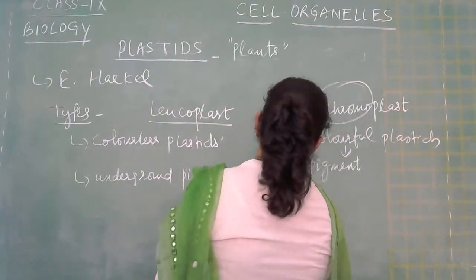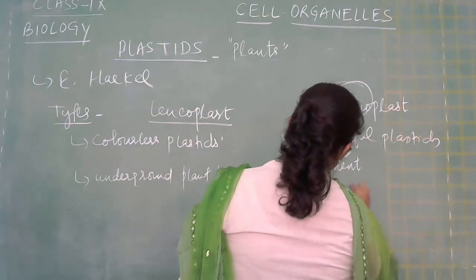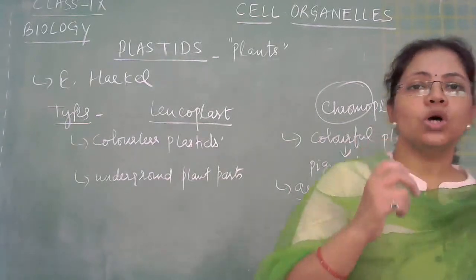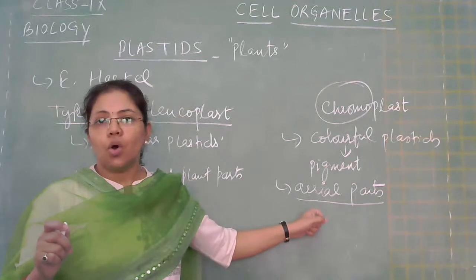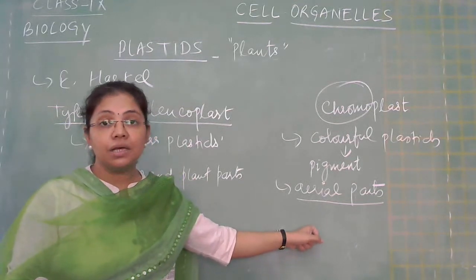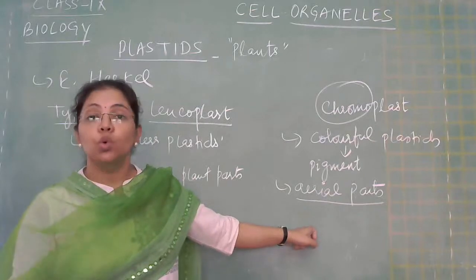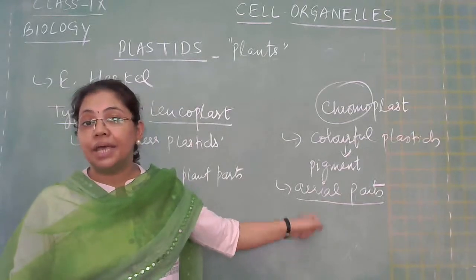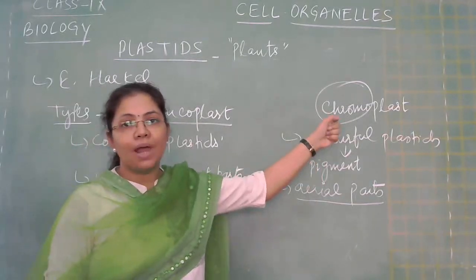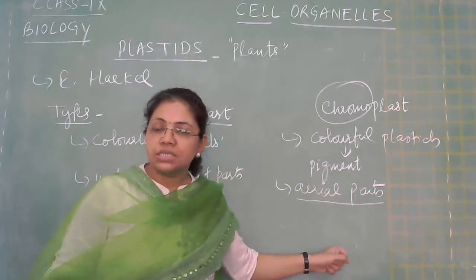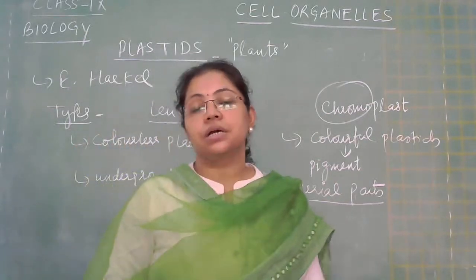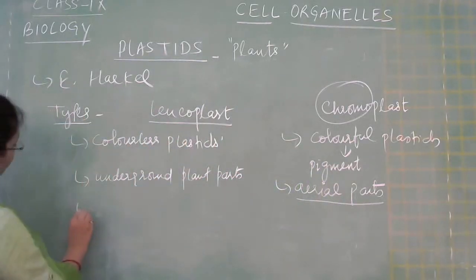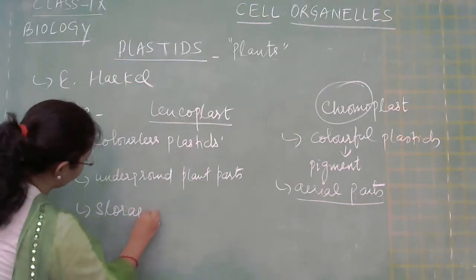Whereas most of the chromoplasts are found in aerial parts of the plant. Aerial parts means those plant parts which occur above the soil, like leaves, flowers, fruits, etc. And they all are colorful by nature because they contain chromoplasts. So we say that chromoplasts generally occur in those parts which comprise the shoot system of a plant, right?